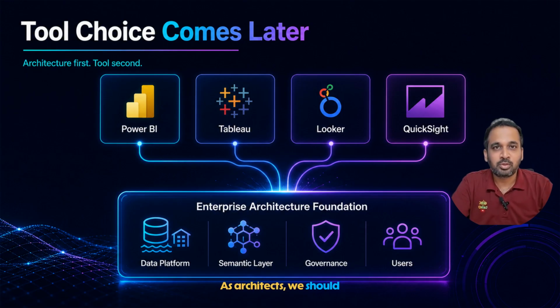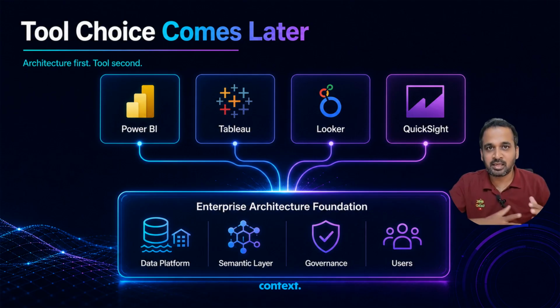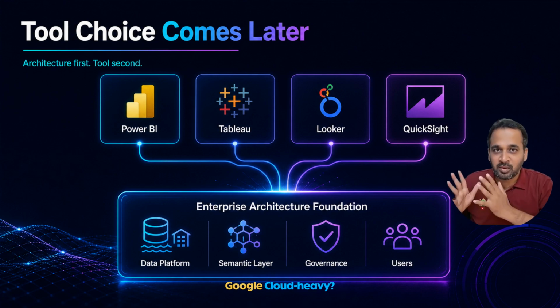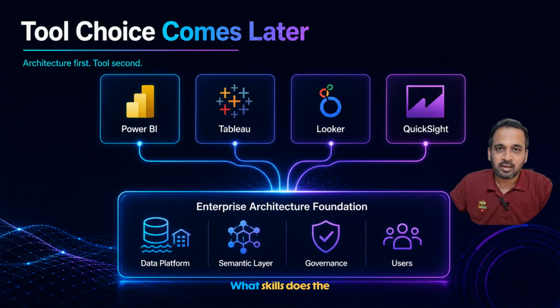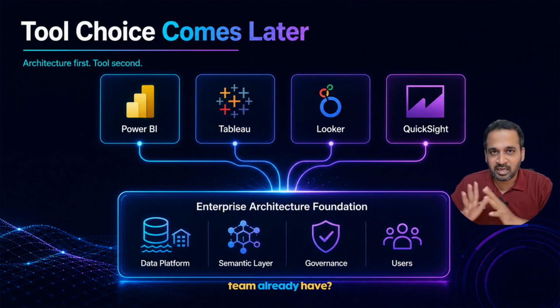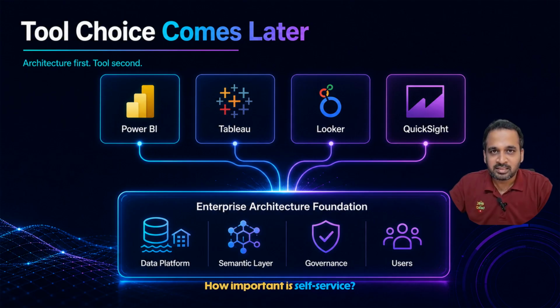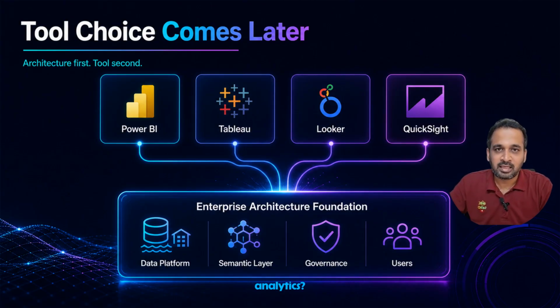As architects, we should first understand the enterprise context. Where is the data platform? Is the company Microsoft heavy, AWS heavy, Google Cloud heavy, Salesforce heavy? What skills does the team already have? What governance model is needed? How important is self-service? How important is semantic standardization? How important is embedded analytics?